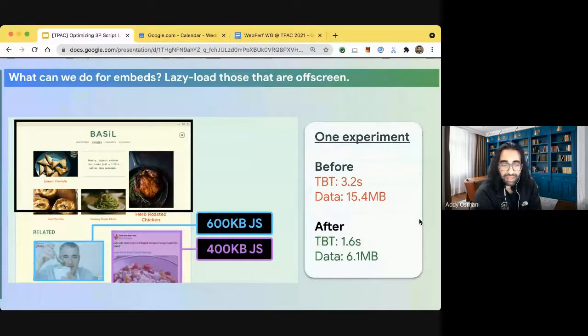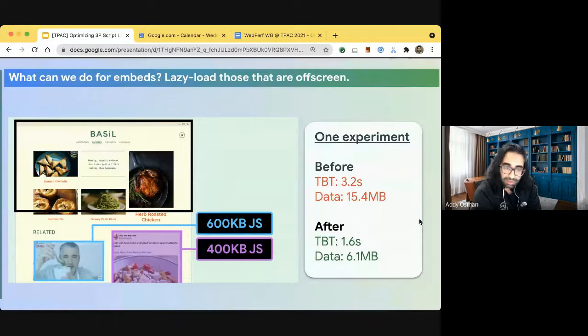There is a case to be made that maybe embeds that are off screen, think of video players that are much lower down in a blog post or on a recipe site, do those really need to be eagerly loaded? Maybe not. We've done a few initial experiments to understand, what is the potential performance improvement we could see here.